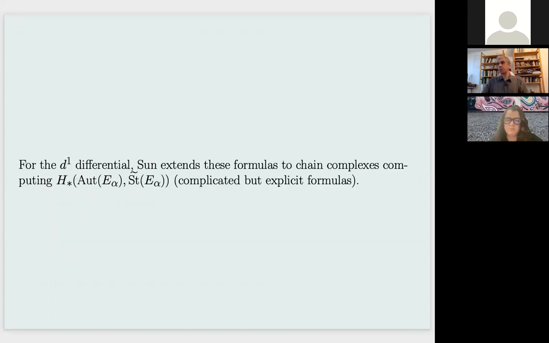And then to finish, it's complicated, but what he does is to extend the formulas of the previous slides to chain complexes which compute the homology of the automorphism groups with values in the Steinberg, reduced Steinberg modules. And those are complicated formulas, but they are completely explicit.